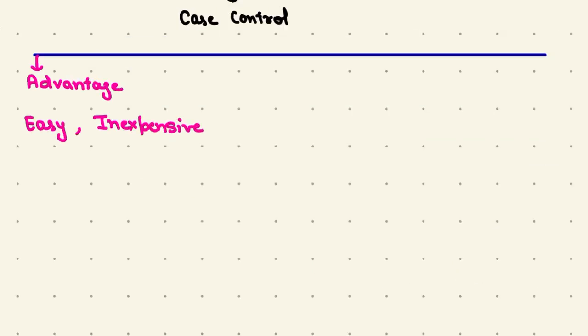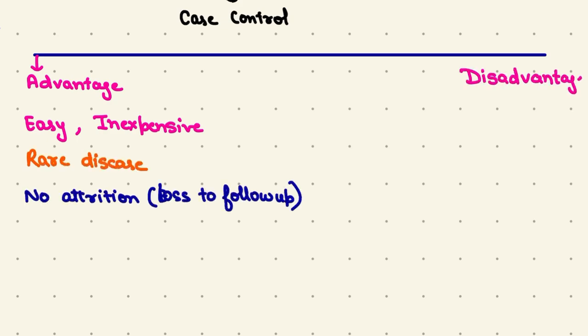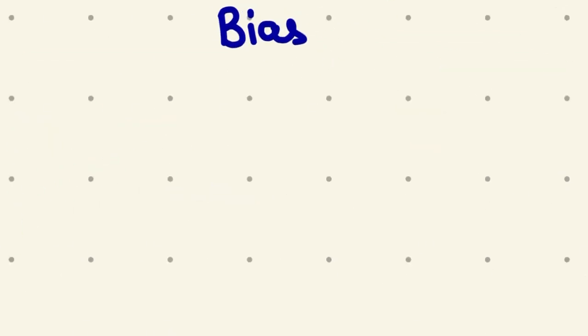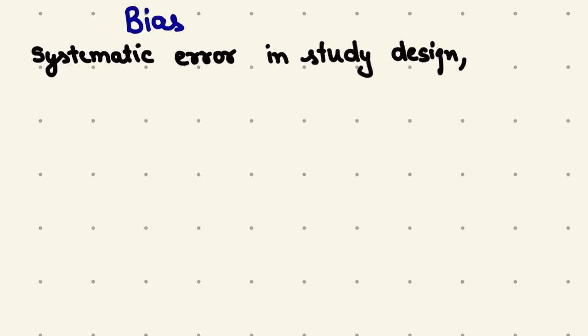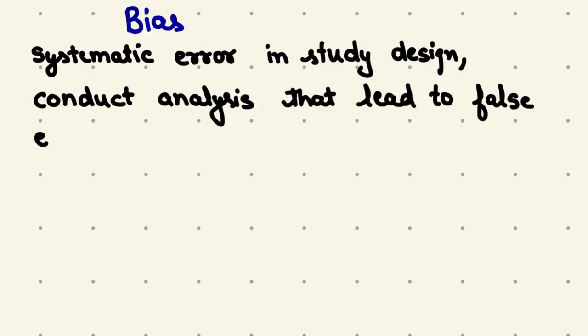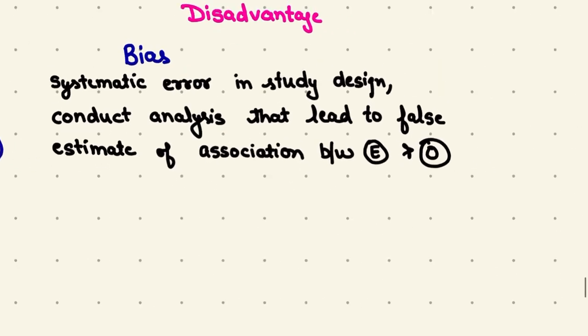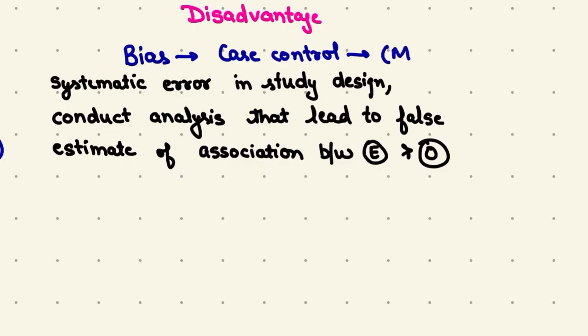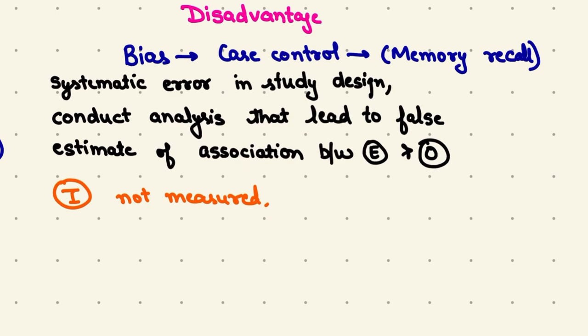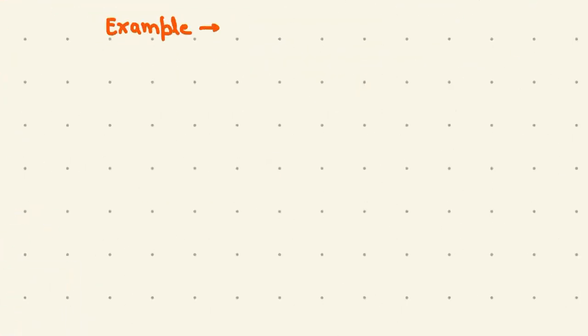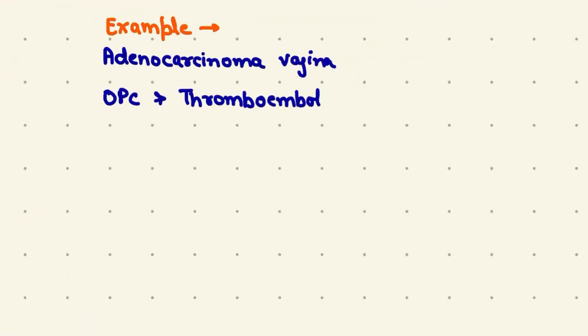केस कंट्रोल स्टडी की कई advantages हैं. It is easy, inexpensive and good for rare disease and there is no attrition, यानी कि no loss to follow. Disadvantages, it has biases like recall bias. So what are biases? Biases are basically systematic error in a study design, conduct or analysis that leads to false estimate of association between exposure and outcome. In case control bias is memory recall bias. Okay, incidence cannot be measured. It is the major disadvantage. Major examples are, some of the historical studies are adenocarcinoma study, OCP and thromboembolism study, and thalidomide study.